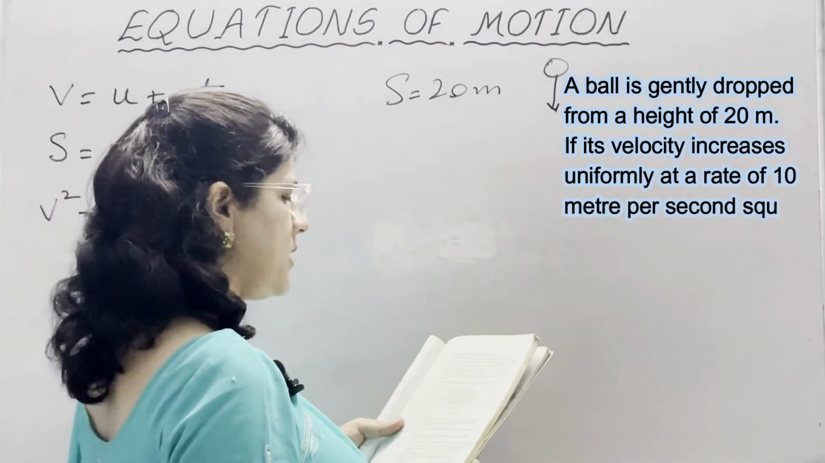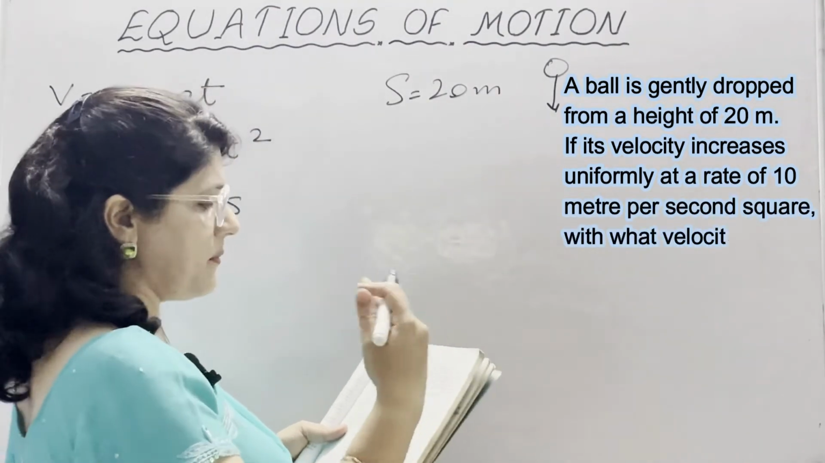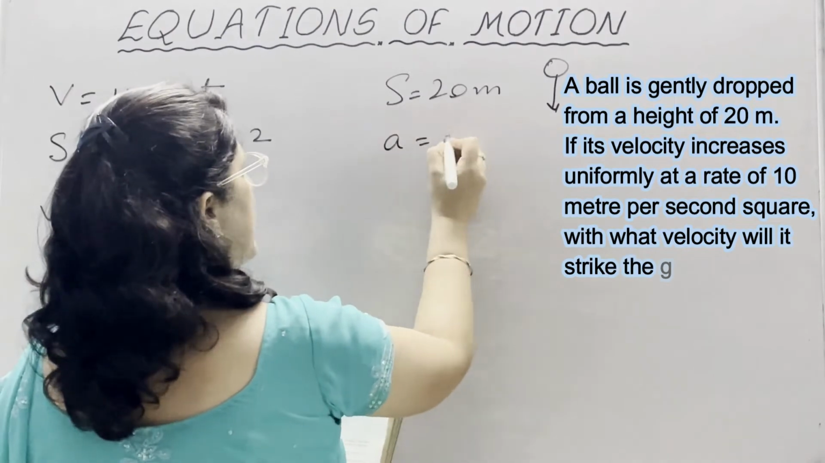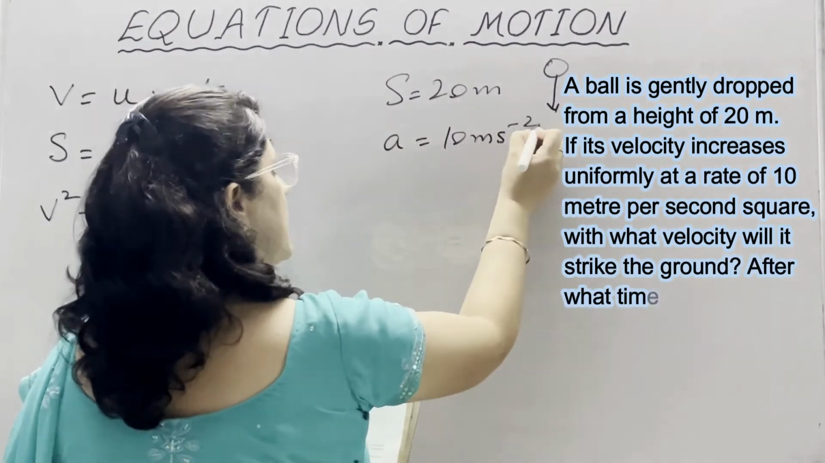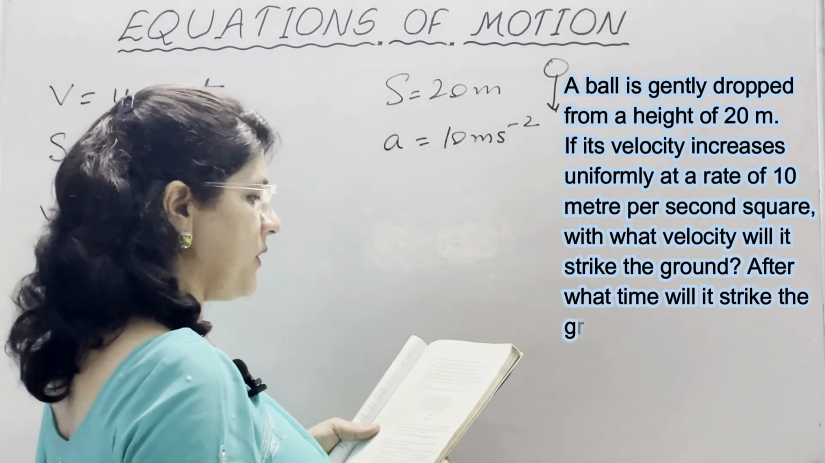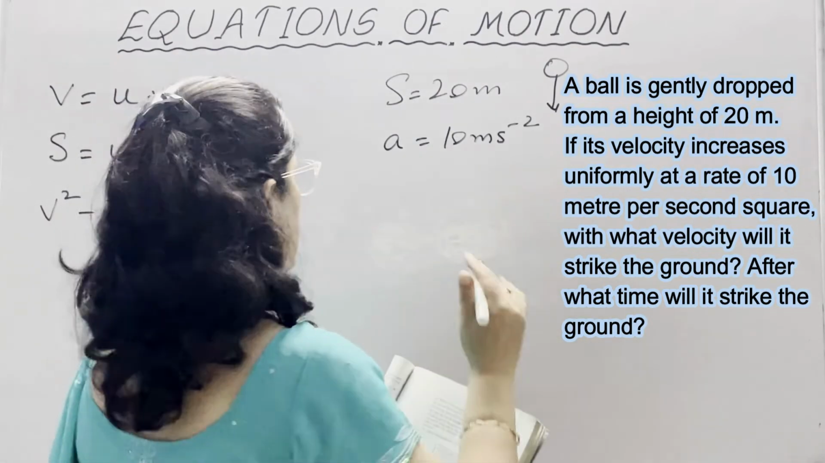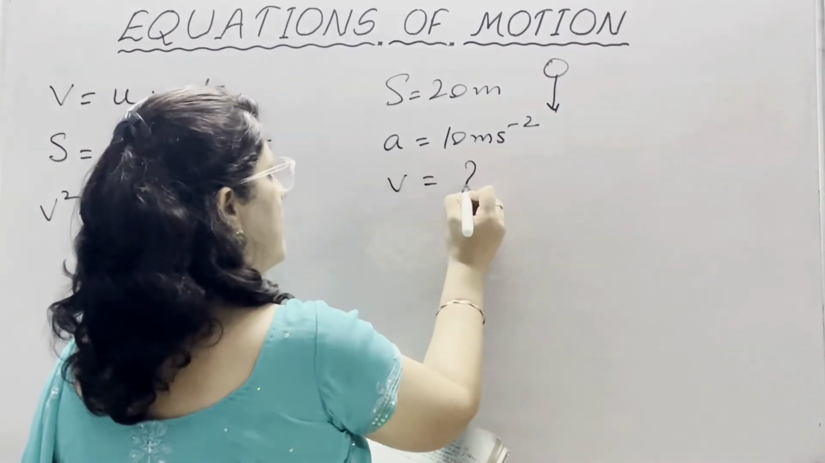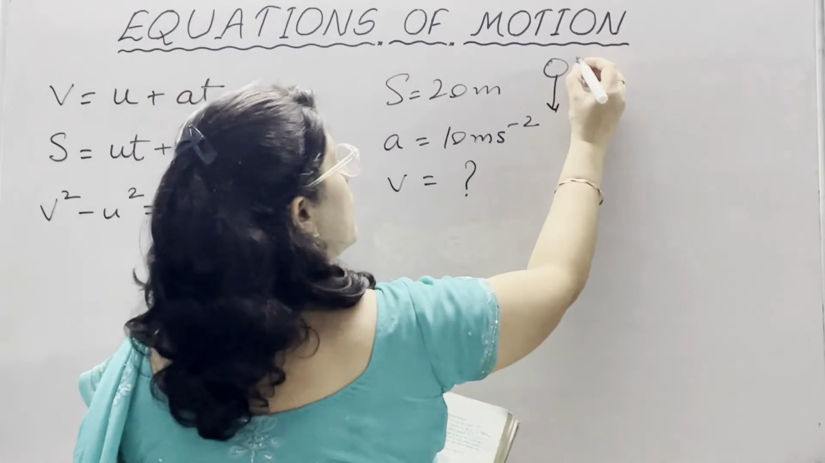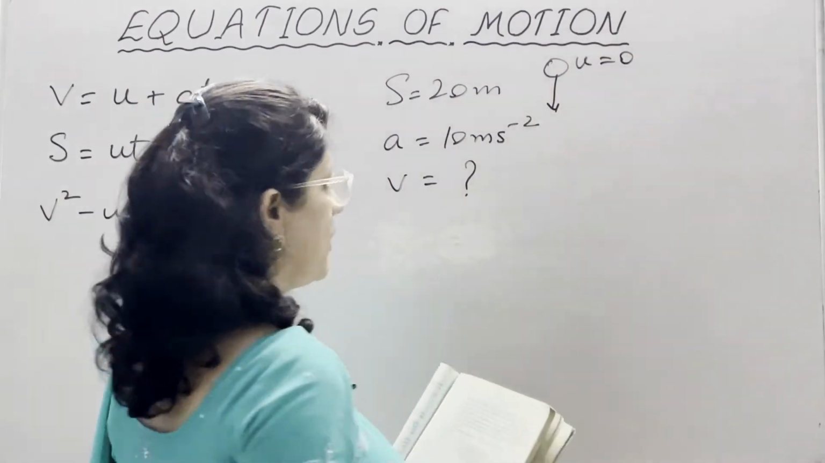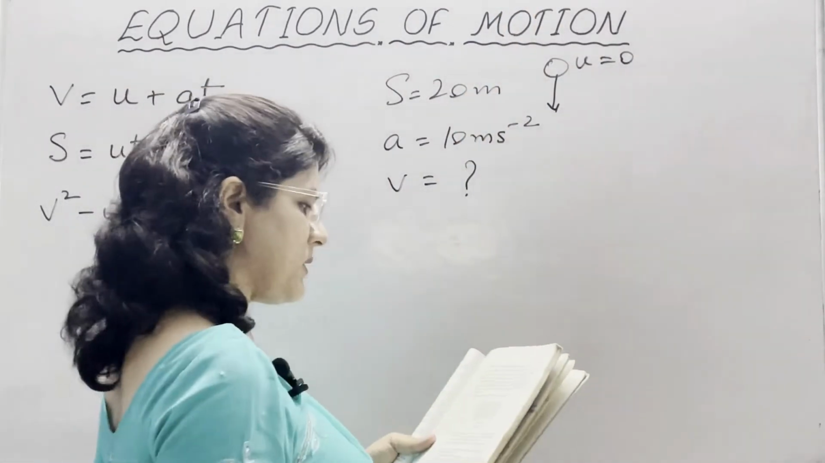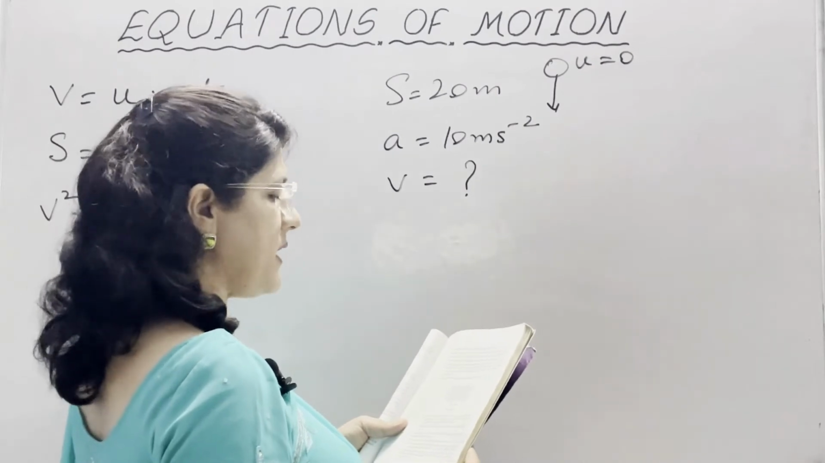If its velocity increases uniformly at the rate of 10 meter per second square, it means acceleration is 10 meter per second square. With what velocity will it strike the ground? So we need to calculate final velocity v because we know that u is 0 because the ball is dropped from this much height. After what time will it strike the ground?